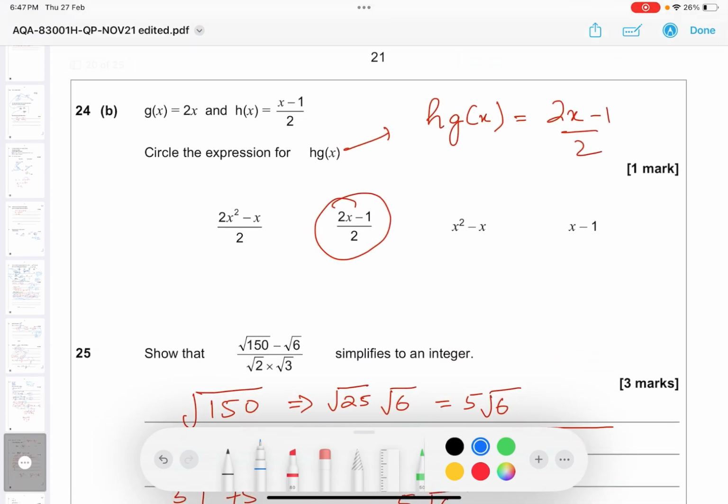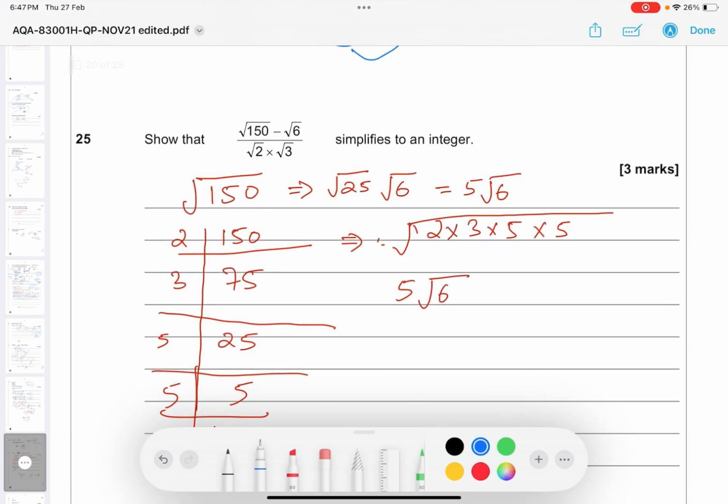g(x) equals 2x, h(x) equals (x minus 1) upon 2. We have to find the value of h(g(x)). How can I find that? Simply, in the h function, I have to place the value of g(x), and g(x) was 2x. So I have to replace this x by 2x. So the answer would be (2x minus 1) upon 2. And this one is the correct answer.